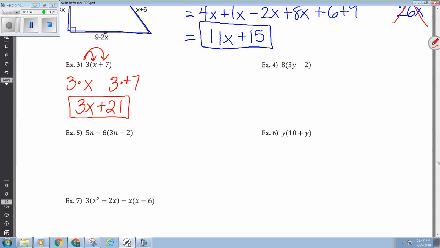Example 4, same concept. 8 times 3y, and then 8 times negative 2. Again, the sign stays attached to whatever is behind it. 8 times 3y is 24y. 8 times negative 2 is negative 16. You can't put those two together, so that's done.